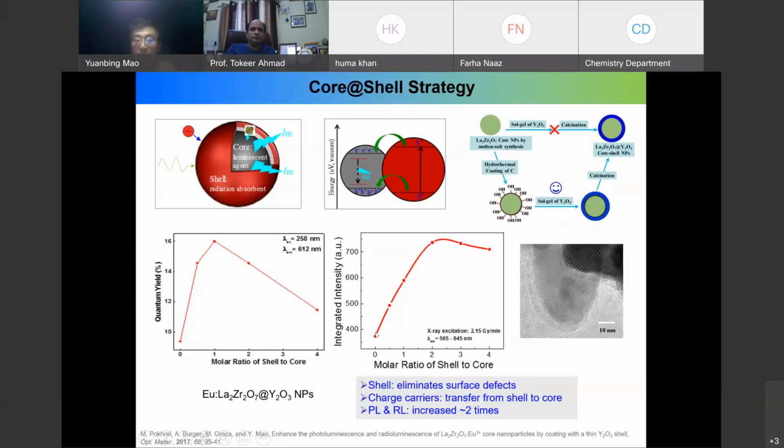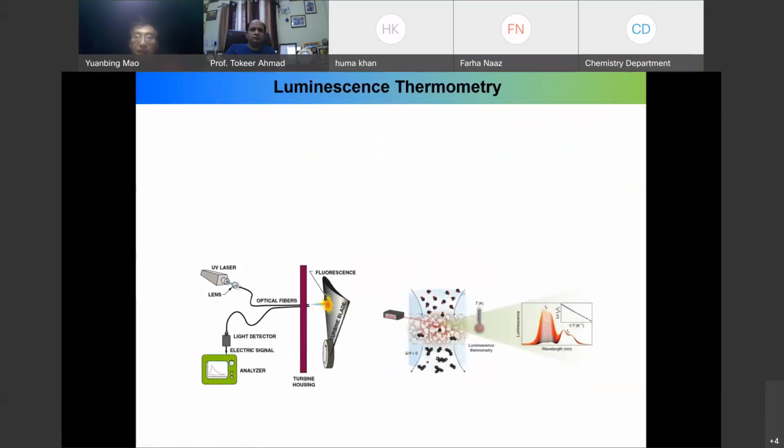And the same happened to the radioluminescence. When the ratio of the shell to core is about 2, we get the highest integrated radioluminescence intensity. So that's the other aspect.